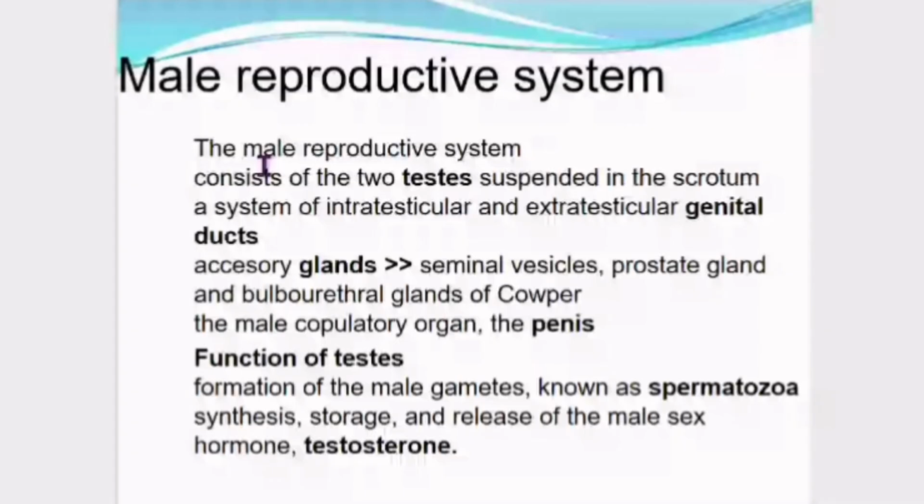In males, you've got your testes. Then from your testes, you've got your duct systems: your efferent ducts, your epididymis, your vas deferens, the ejaculatory ducts entering into the urethra. And you also have accessory glands, which are your seminal vesicles, your prostate gland, and your bulbourethral glands. So we just need to remember that.